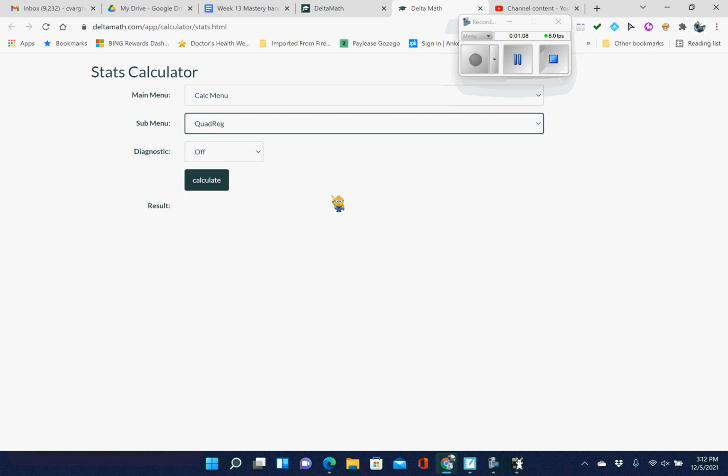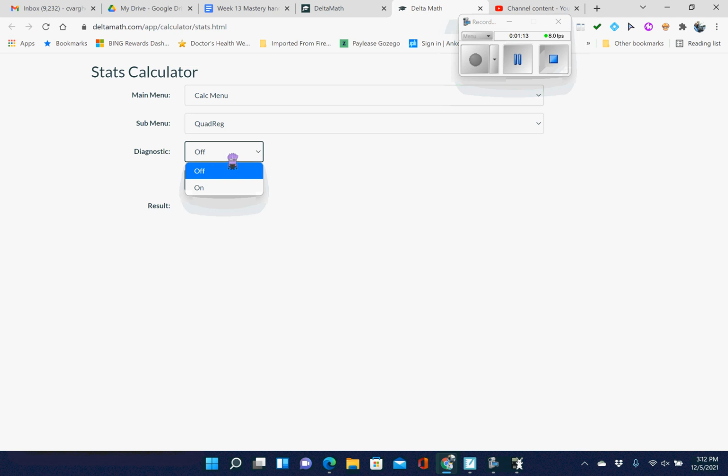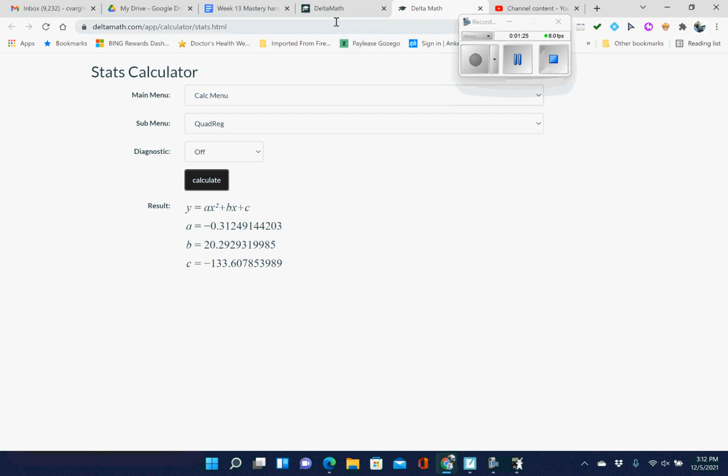And then you would have to go to the sub menu, and since it's a quadratic regression, you're going to click quad reg. If you want the R values, which is telling you how good a line of best fit it is, you're going to turn it on. We'll just leave it off for right now because it doesn't ask me for that. And then you hit calculate, and then you get these values that are right here. So here's your A, here's your B, and here's your C.